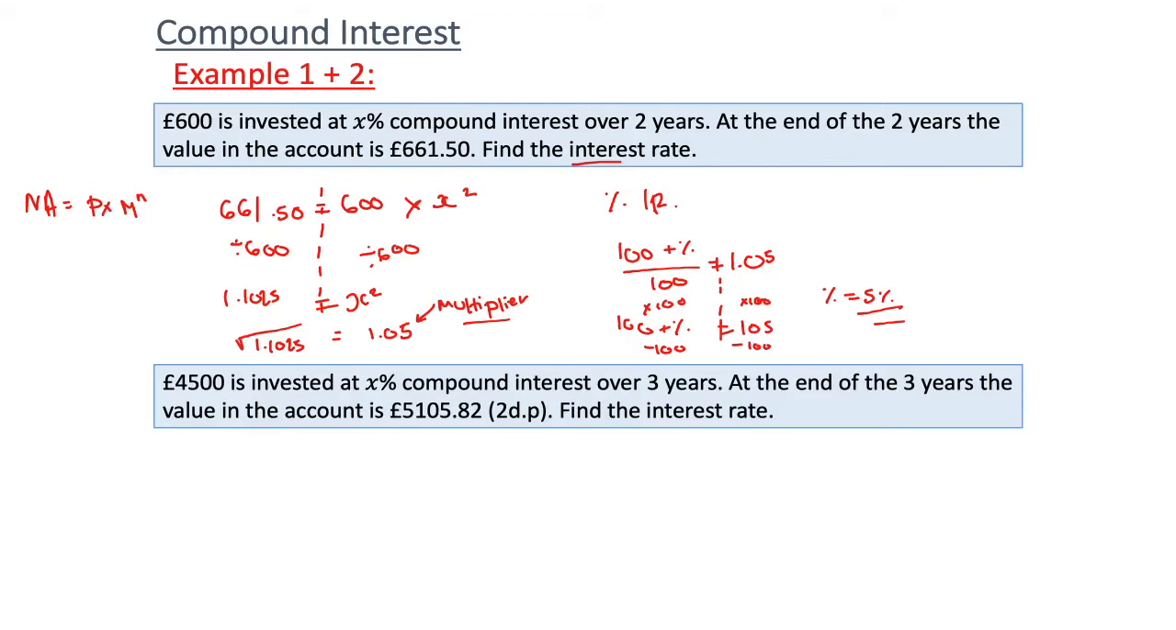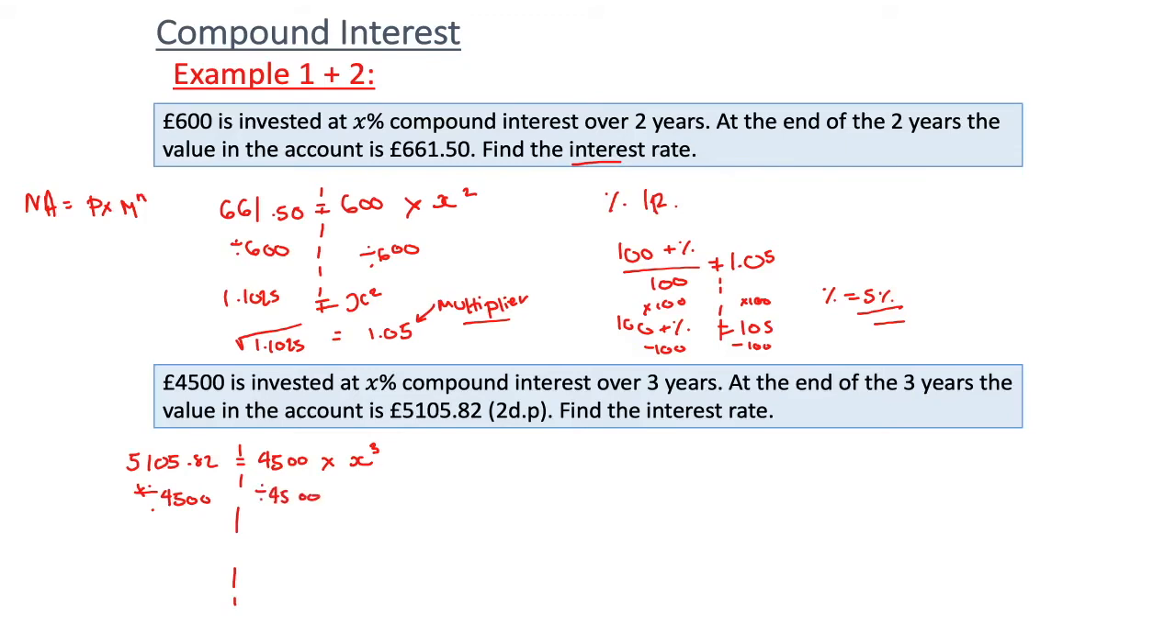For our next one, we've got £4,500 invested at X percent compound interest over 3 years. At the end of the 3 years, the value in the account is £5,105.82, rounded to two decimal places. Find the interest rate. Using the same formula, our new amount is £5,105.82. Our principal amount was 4,500. We don't know our multiplier, so it's going to be x to the power of 3. So same thing, do our opposites. It's currently times by 4,500, so we divide by 4,500 on both sides.